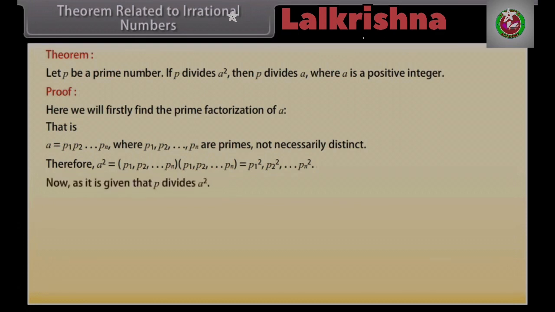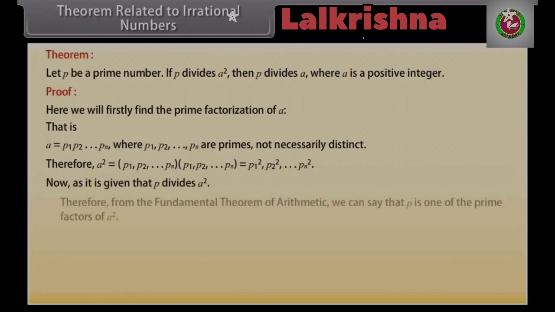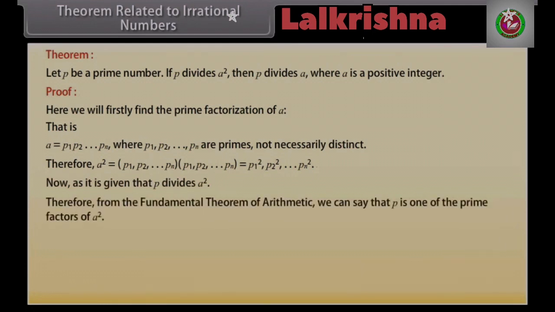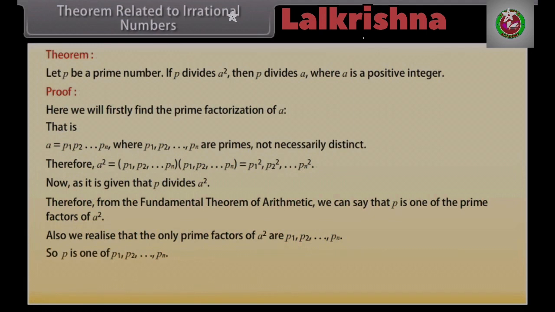Now, as it is given that p divides a square, from the fundamental theorem of arithmetic, we can say that p is one of the prime factors of a square. Also, we realize that the only prime factors of a square are p1, p2, and so on, pn. So p is one of p1, p2, and so on till pn. Now, since a is equal to p1, p2, and so on till pn, we can say that p divides a.